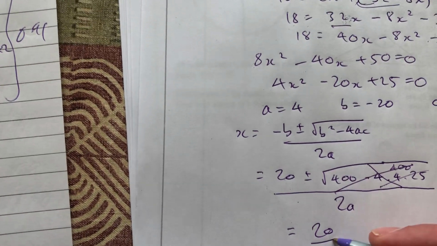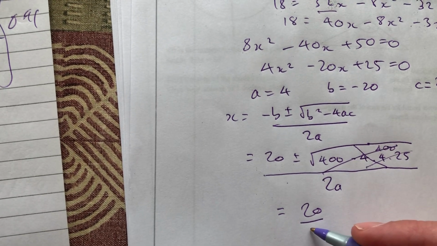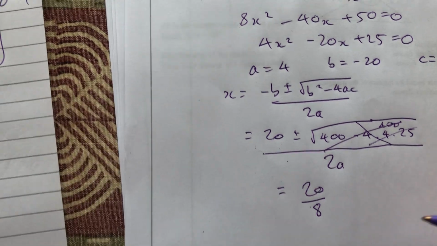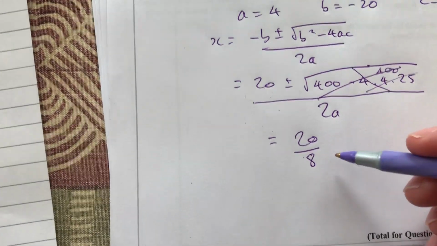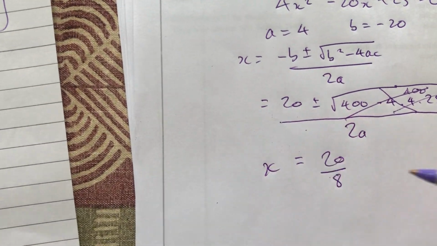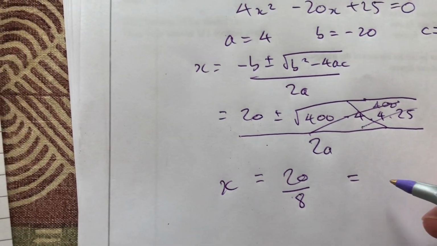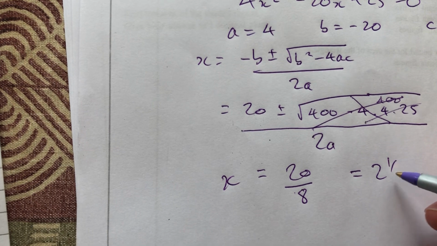I don't need that anymore. All over 2 times 8, 2 times 4 is 8. So x is going to be 20 over 8, which is 2.5.